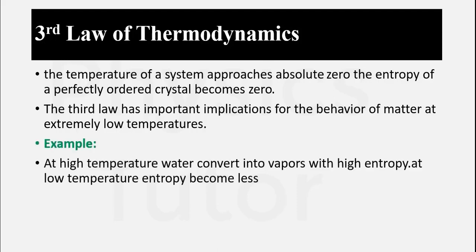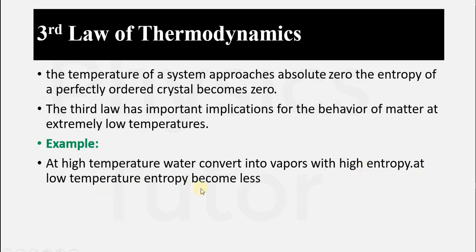For example, at high temperature, water converts into vapors with high entropy. This means that when temperature increases, water molecules vibrate more and their kinetic energy increases, which causes high vibration, and due to this entropy also increases, because entropy is the disorderliness of a system. So in water, when the disorderliness of molecules increases, the temperature is also high.